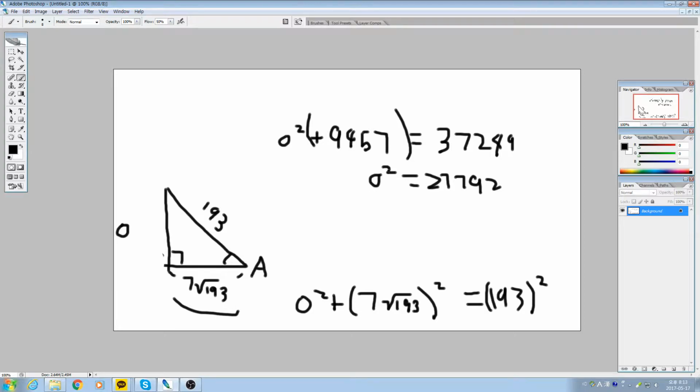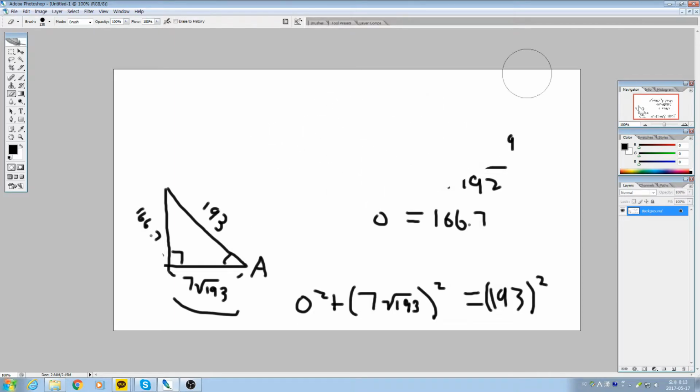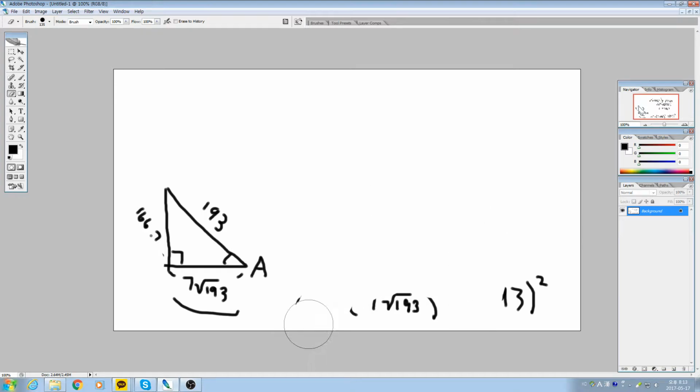Now we're not over yet. We need to make O by itself, which means we need to take the square root, and O will eventually become 166.7. So O is basically 166.7. Now that we've got that, we can erase all of these again.